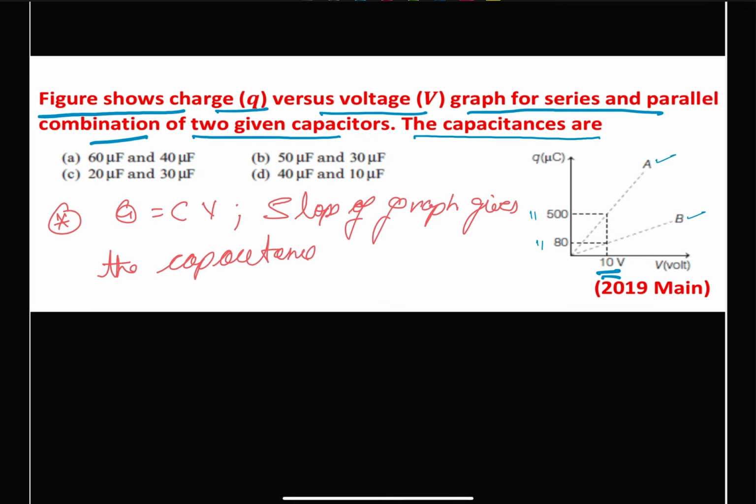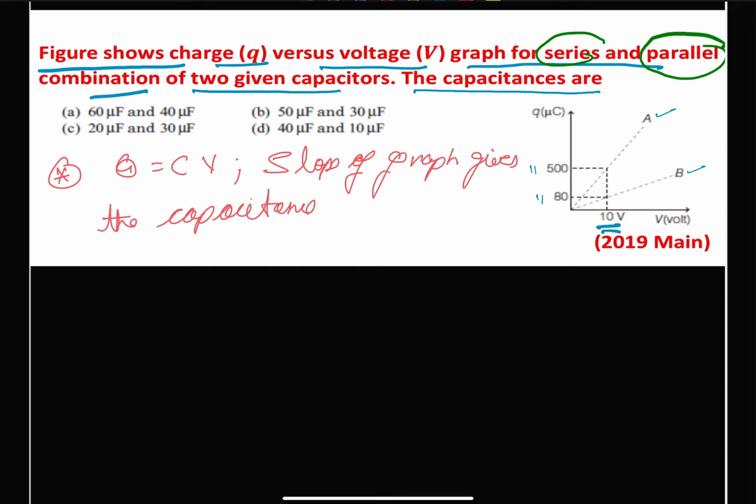Okay. Slope of the graph gives us capacitance, and like you said, there is a series and parallel combination. So from the slope we can make a wild guess which of graph A or B will be representing a series or which will be the parallel. And from the slope itself, we can say that slope will be more for parallel combination.